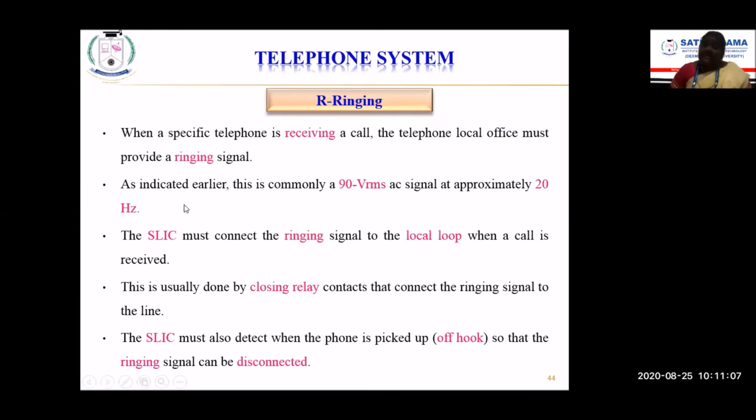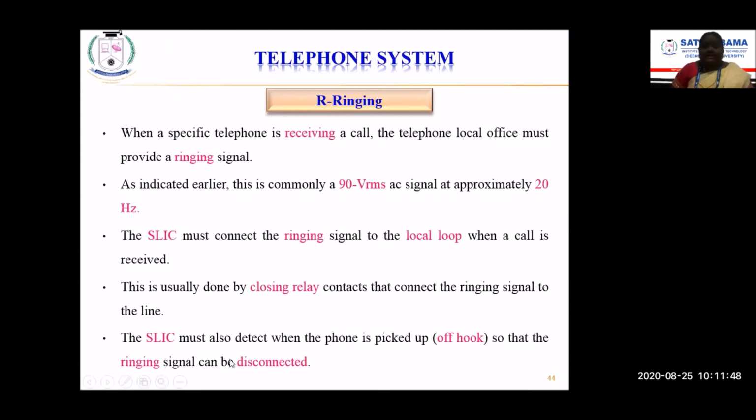As we have discussed earlier, commonly a 9-volt RMS AC signal at approximately 20 Hertz is received. The SLIC must connect the ringing signal to the local loop whenever a call is being received. Only then will the ringer in the instrument ring, indicating that a call is being received. This is usually done with the help of relay contacts. A relay is a kind of switch. Whenever the particular signal is received, the relay touches the switch, which gets connected to the local loop, and automatically the ringer circuit in the telephone instrument rings.